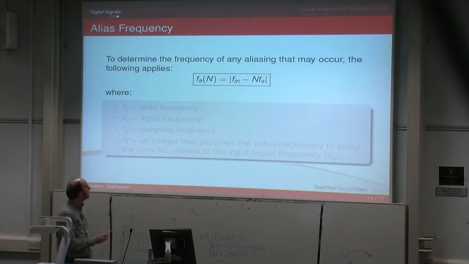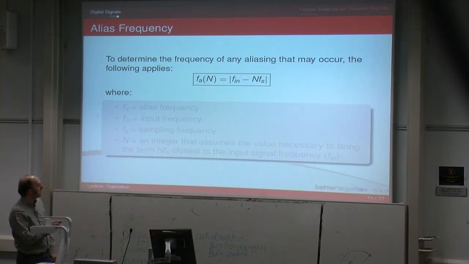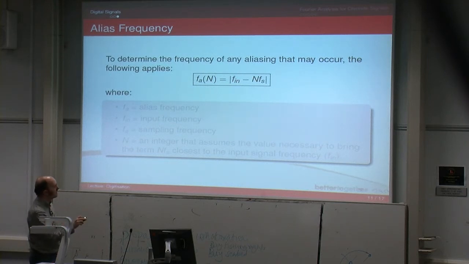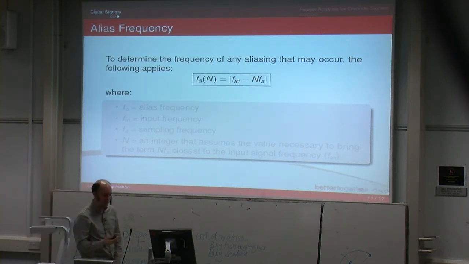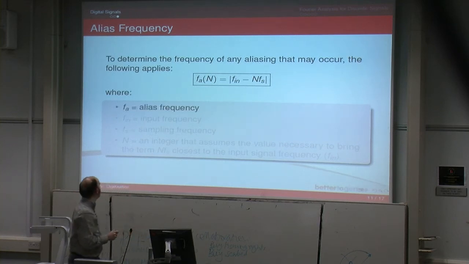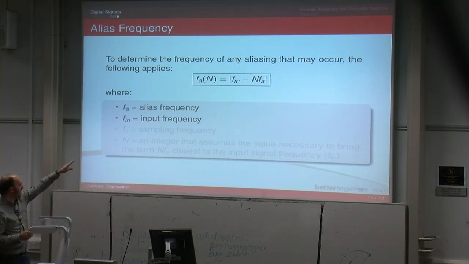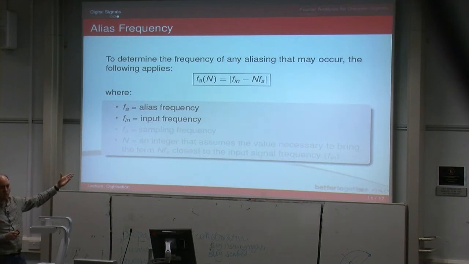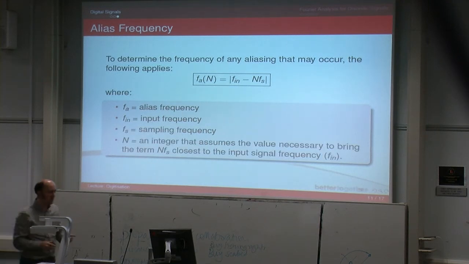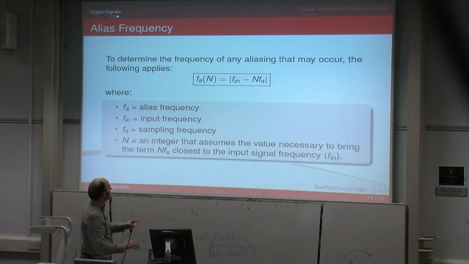And FA is the absolute value of the input frequency minus n times Fs, which is the sampling frequency. Now FA is the aliasing frequency, so that's the thing we're interested in. Fin is your input frequency, Fs is the sampling frequency, and n is an integer value whereby Fin and nFs are as close together as possible.